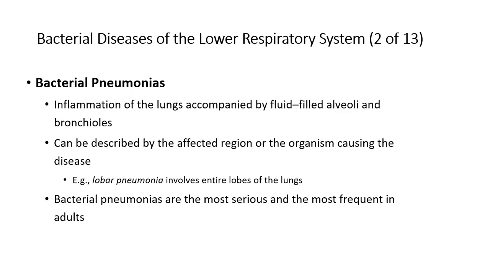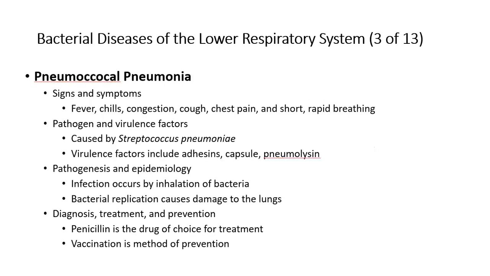We classify them depending upon what's going on. It may be the region that we classify by. In other words, a lobar pneumonia is deep in the lobes. It can involve the entire lobe of the lung, it can be a lower lobe. We may call it via the bacteria that's causing it. So it all depends on what's going on, what we call it. Bacterial pneumonias are the most serious, and in adults it is the most frequent, particularly in our older people.